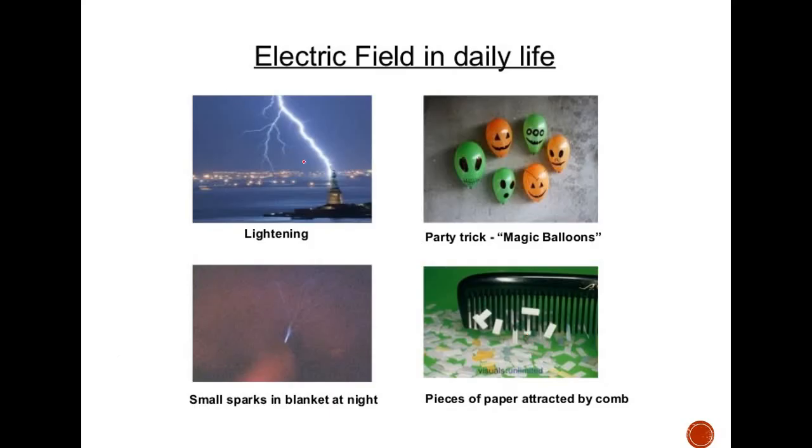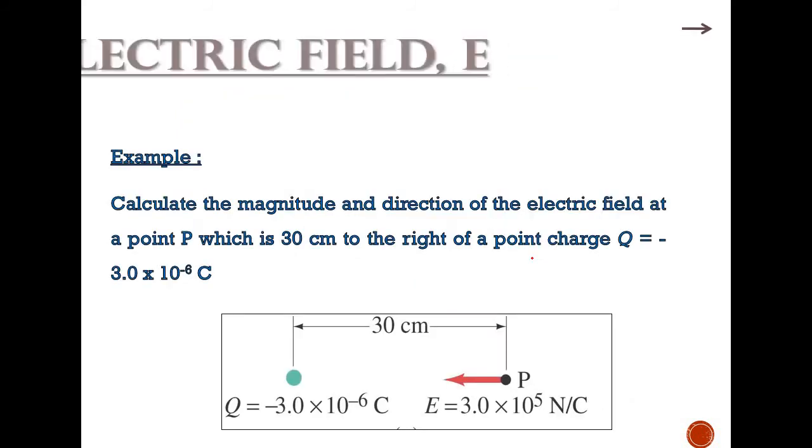In our daily life, some examples of electric field are lightning, Patrick trick, magic balloons, a small spark in a blanket at night, and pieces of paper attracted by a comb. So these are four examples.